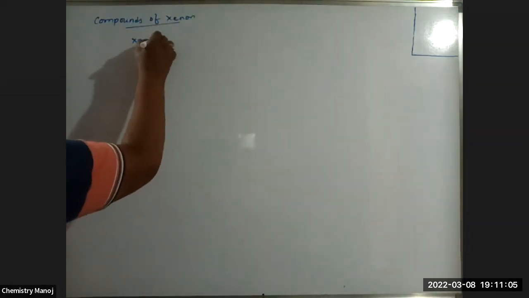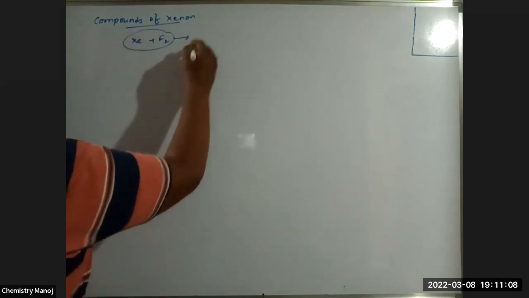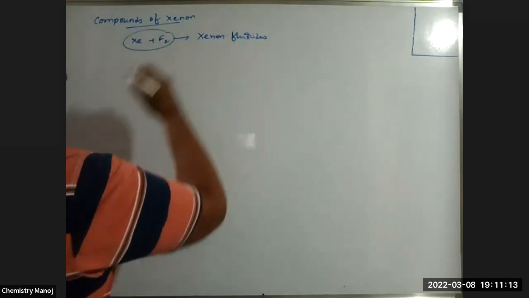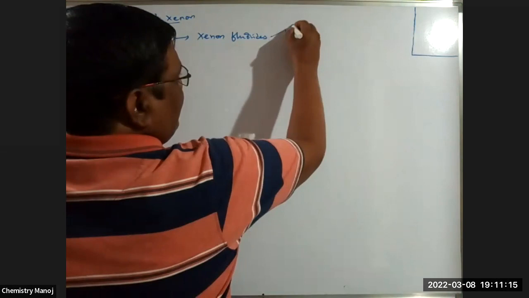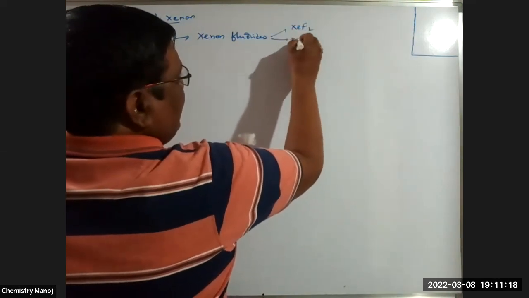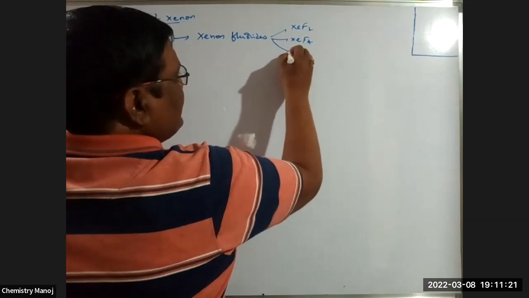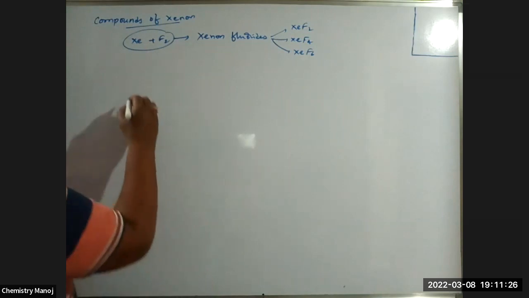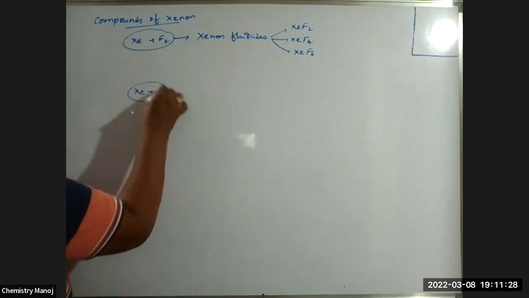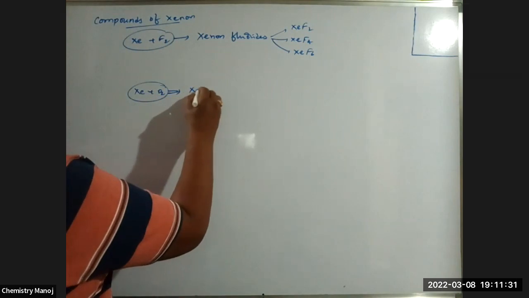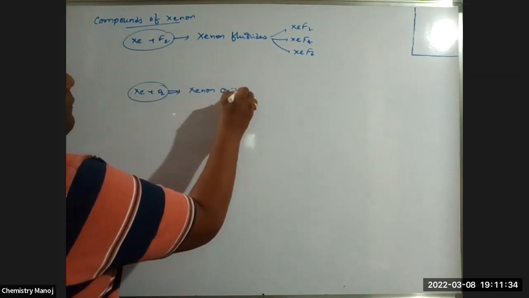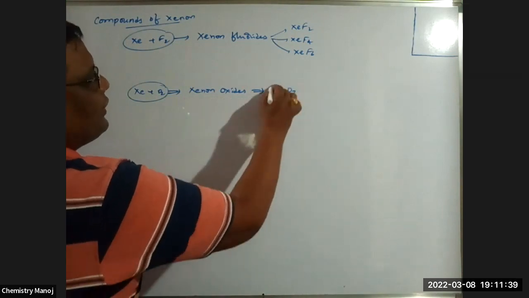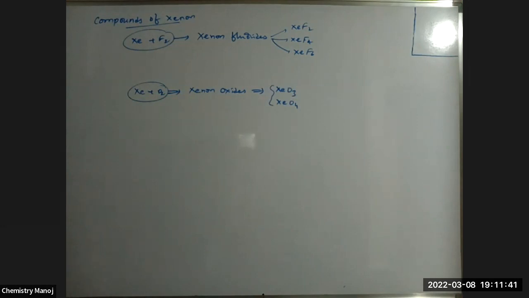Okay, xenon plus fluorine combination, the compounds are called xenon fluorides. So here xenon with fluorine, XeF2 exists, XeF4 exists, XeF6 exists. These are nothing but xenon fluorides. Next, xenon with oxygen. Some compounds are available in it. Those are xenon oxides, nothing but XeO3, XeO4. These are xenon oxides. Two types of compounds.